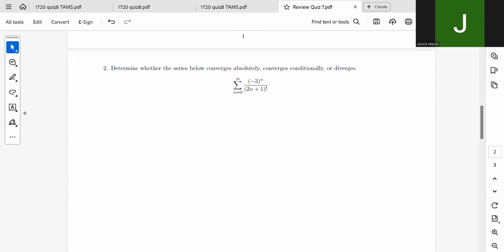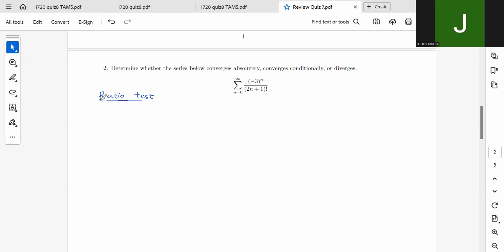So the second question is to determine whether the series below converges absolutely, converges conditionally, or diverges. As we said in class, every time we see a factorial, it gives us a hint that we need to use the ratio test. So I'll write the things we need to know for the ratio test.